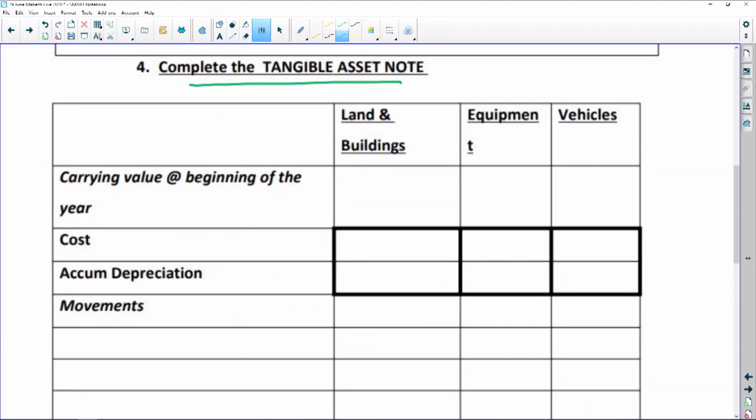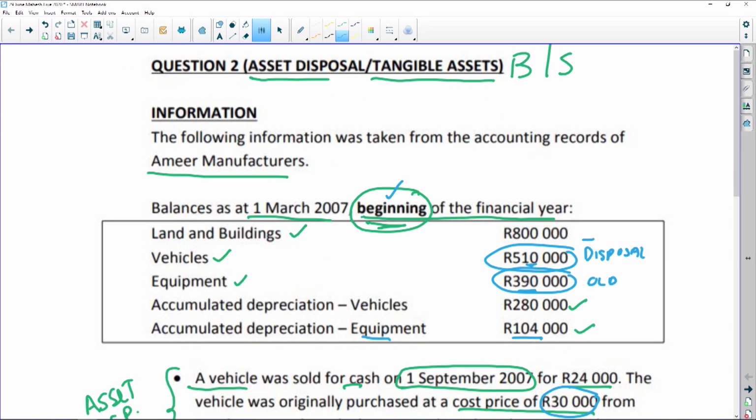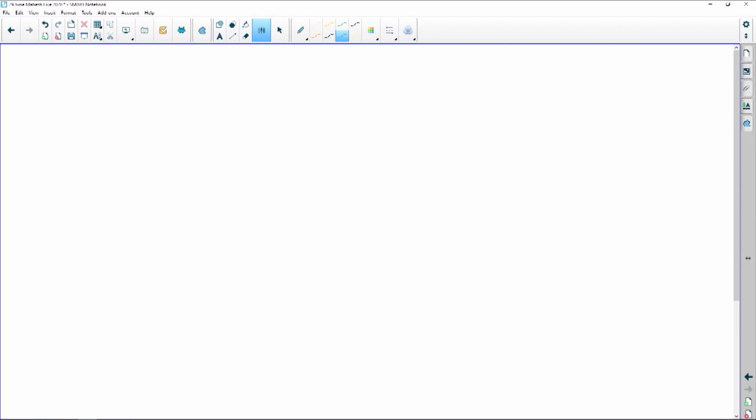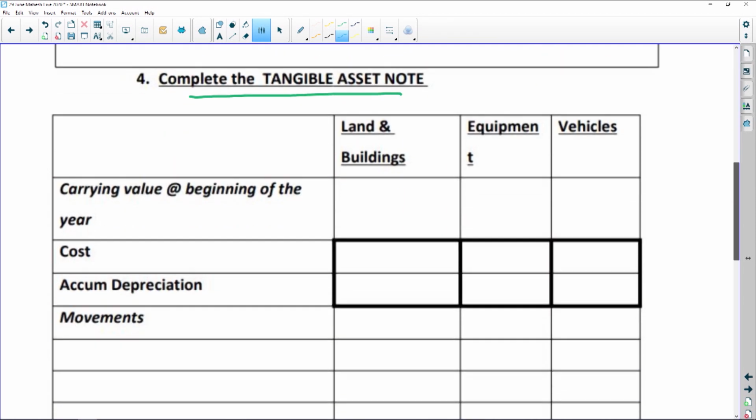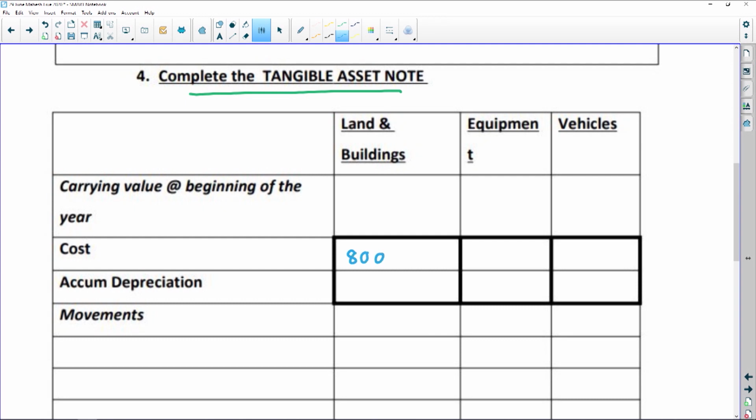Okay, so we're going to start off first with land and buildings, which is generally the easiest part of the tangible asset note to complete. We start with carrying value at the beginning of the year. If we go back to our info, at the beginning of the year our land and buildings had a cost of 800,000. Remember, the cost and the carrying value are exactly the same. Remember there's no accumulated depreciation, so my carrying value at the beginning of the year is 800,000.